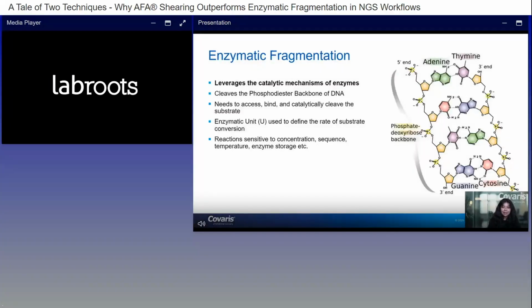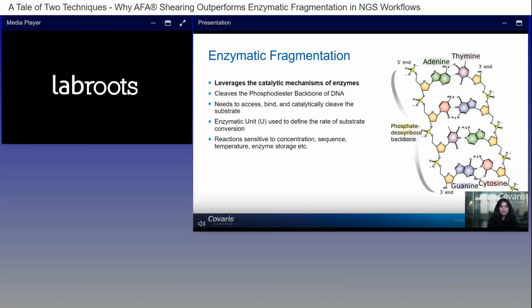The first is enzymes. Enzymatic fragmentation, like you could imagine, leverages the catalytic mechanism of enzymes in order to cleave the DNA into smaller pieces. Since this is an enzymatic reaction, the enzyme needs to access, bind, and catalytically cleave the substrate, meaning that these reactions tend to fall within an ideal substrate concentration. And this is usually defined as an enzymatic unit. You might have seen this when looking at commercially manufactured enzymes. The enzymatic unit defines the right rate of substrate conversion.